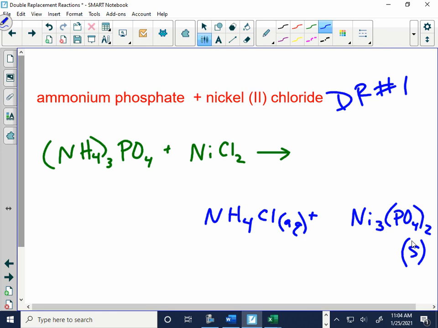Now, the last thing I need to do is I need to balance this. Okay? And where would old Mr. Braun start? Well, I would start with the phosphates. So if I put a 2 there, I balance my phosphates. Now I would balance my nickel. So I have my phosphates balanced, my nickels are balanced, and that gives me 6 ammonium and 6 chlorine. So if I put a 6 here, have I balanced this guy out? Yes.